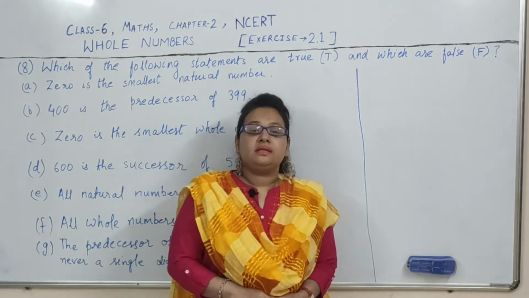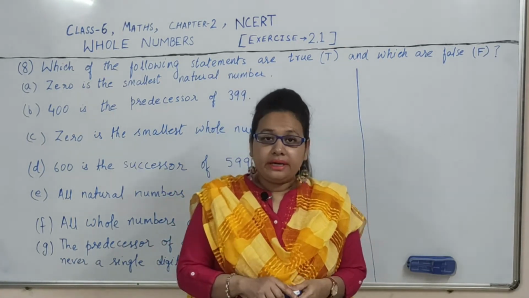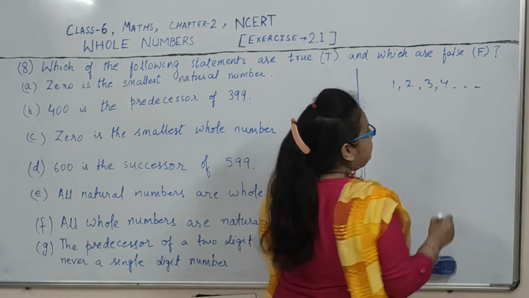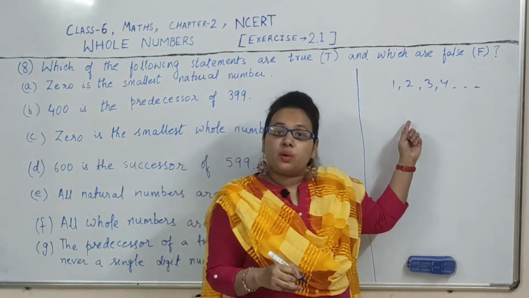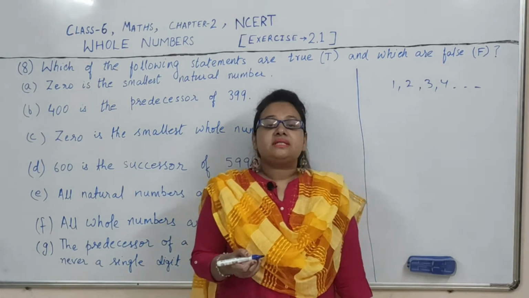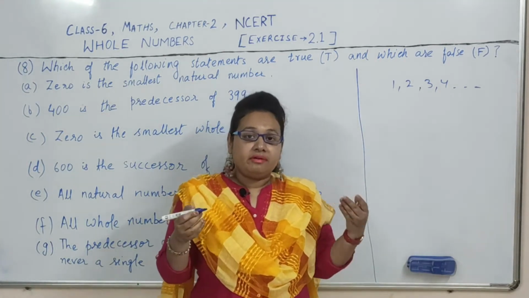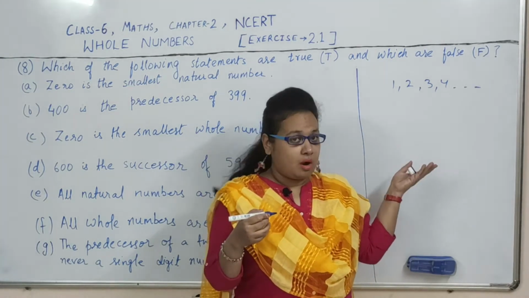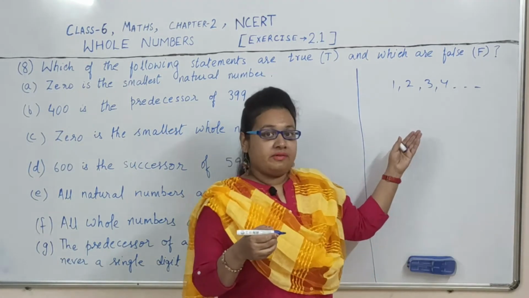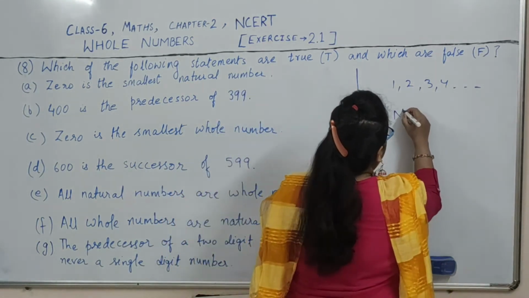What are the counting numbers? The counting numbers are 1, 2, 3, 4, 5, 6 and so on. These counting numbers are known as natural numbers. Why are they known as natural numbers? Because when we start to count, these numbers come naturally. When we were children, we started to count numbers like 1, 2, 3, 4, 5, 6 and so on. So these counting numbers are known as natural numbers.